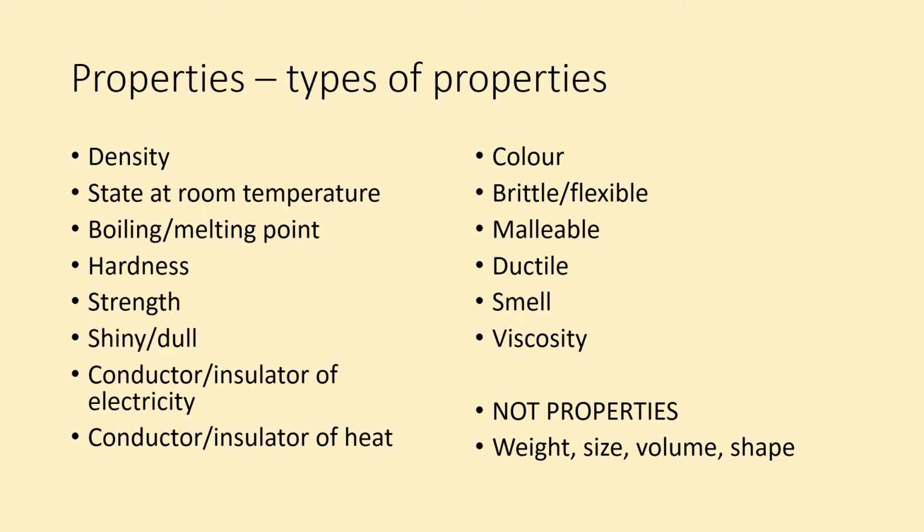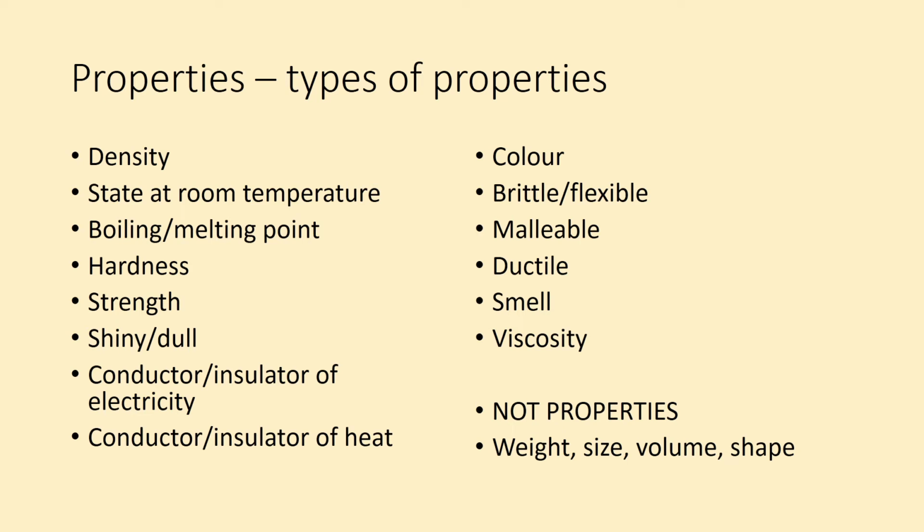So there are lots and lots of different types of properties, and this is another thing that we'll be coming back to again and again in school science. We've just talked about density. Another one is state at room temperature, so whether something is a solid, a liquid or a gas at room temperature, which is about 21 degrees C, probably the temperature of the room you're sitting in now. Boiling or melting point means the temperature that something changes from a liquid to a gas in the case of boiling, or the temperature at which something changes from a solid to a liquid in case of melting point.